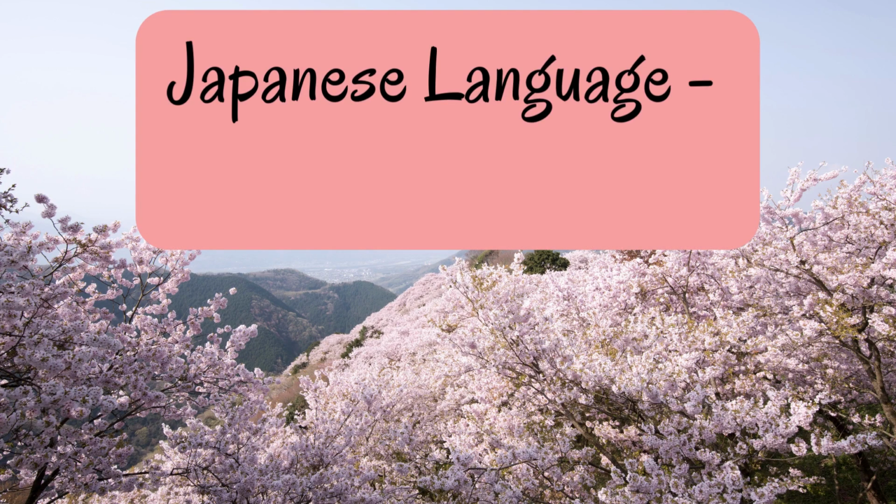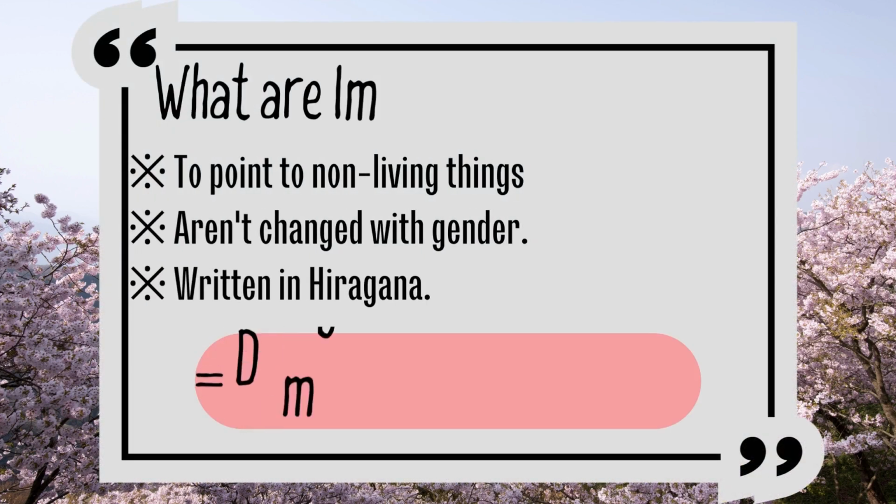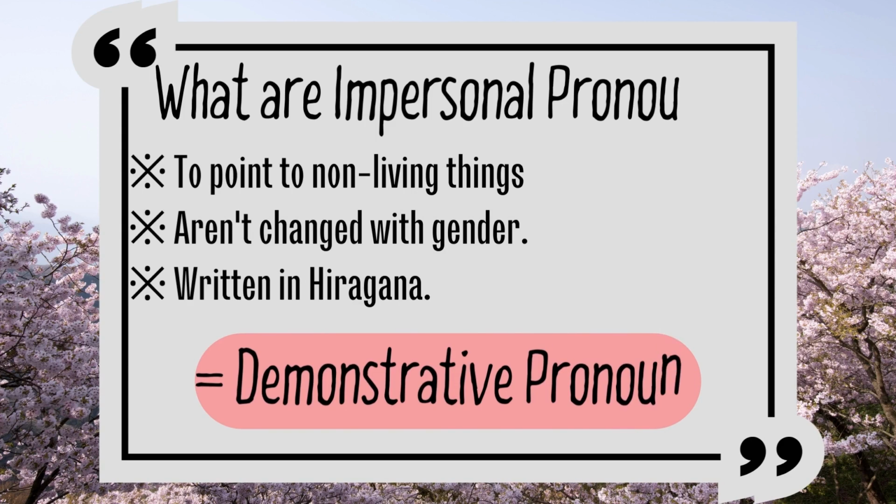Welcome back. In this video, we will continue to discuss pronouns in the Japanese language. Today, we will discuss impersonal pronouns. In the previous video, we discussed personal pronouns that point to living things. On the other hand, impersonal pronouns are used to refer to non-living things, locations, or directions. These are also called demonstrative pronouns.